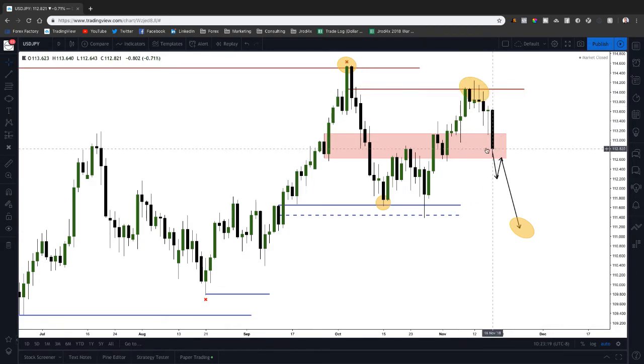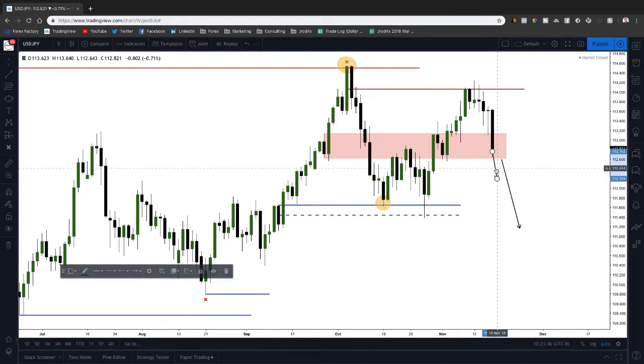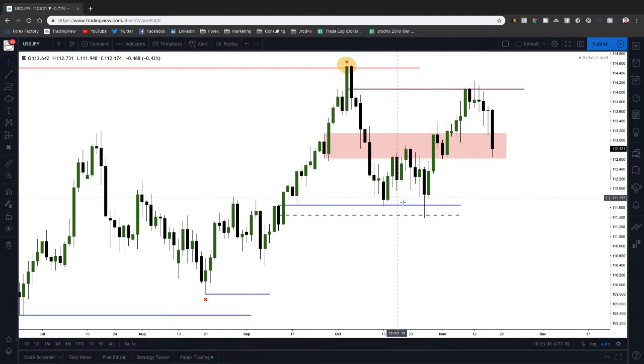Then the market sells off. Then we break through, which should act as support. We don't see support come in, we're breaking through it. So all signs are basically pointing me towards a potential bearish market, and we could see some continued weakness come in on dollar yen here.